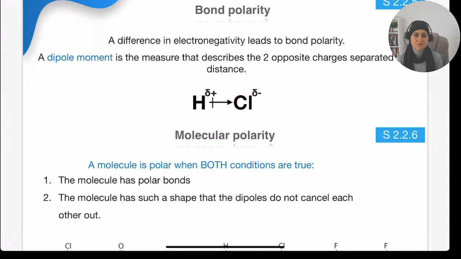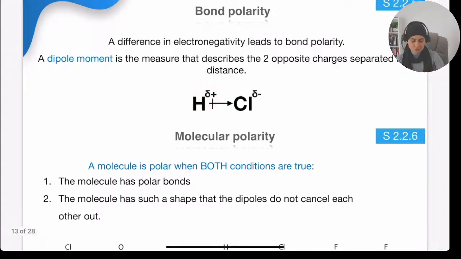How do you know that? Well, from the periodic table, and you also have electronegativity values in the data booklet. So we know that chlorine is more electronegative, which means that Cl would have a partial negative charge and hydrogen would have a partial positive charge, which is denoted as delta. Delta is partial, negative or positive, and the dipole would go from hydrogen to chlorine.